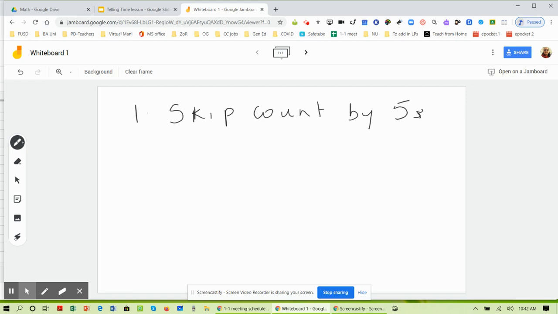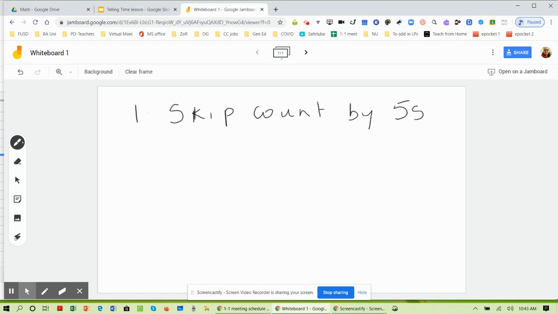So that's your first skill that you need to know before you can tell time. So I would suggest, let's practice skip counting. Skip counting by 5 would be 5, 10, 15, 20, 25, 30, 35, 40, 45, 50, 55, 60, and so on and so forth, right?